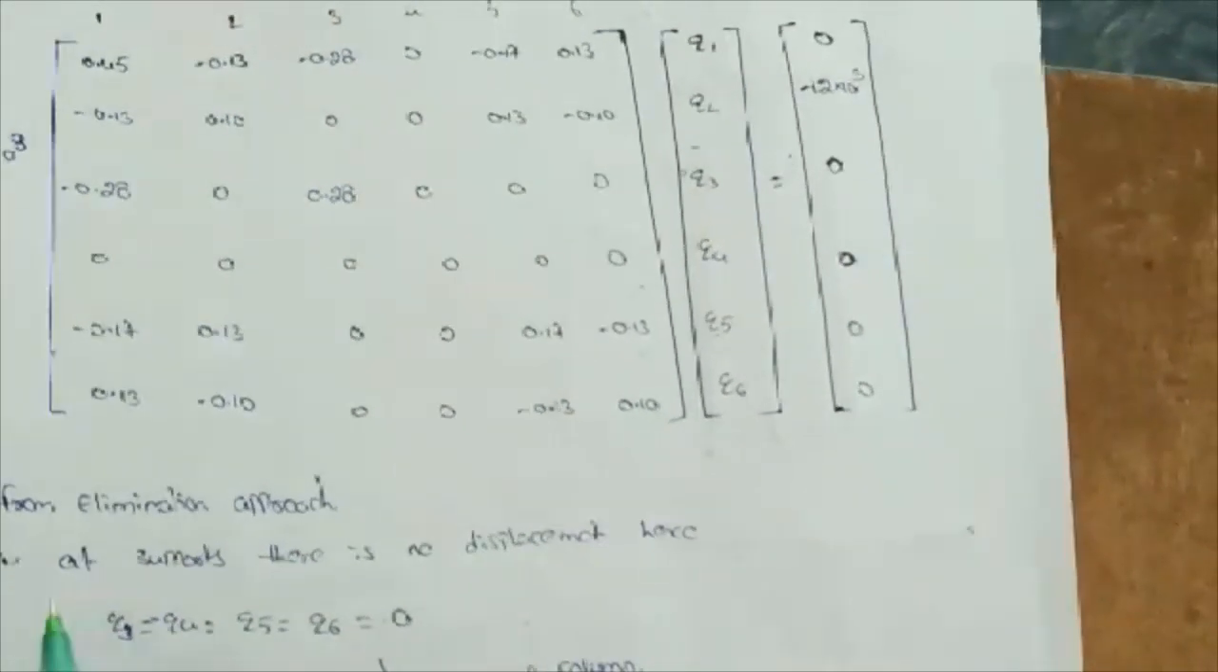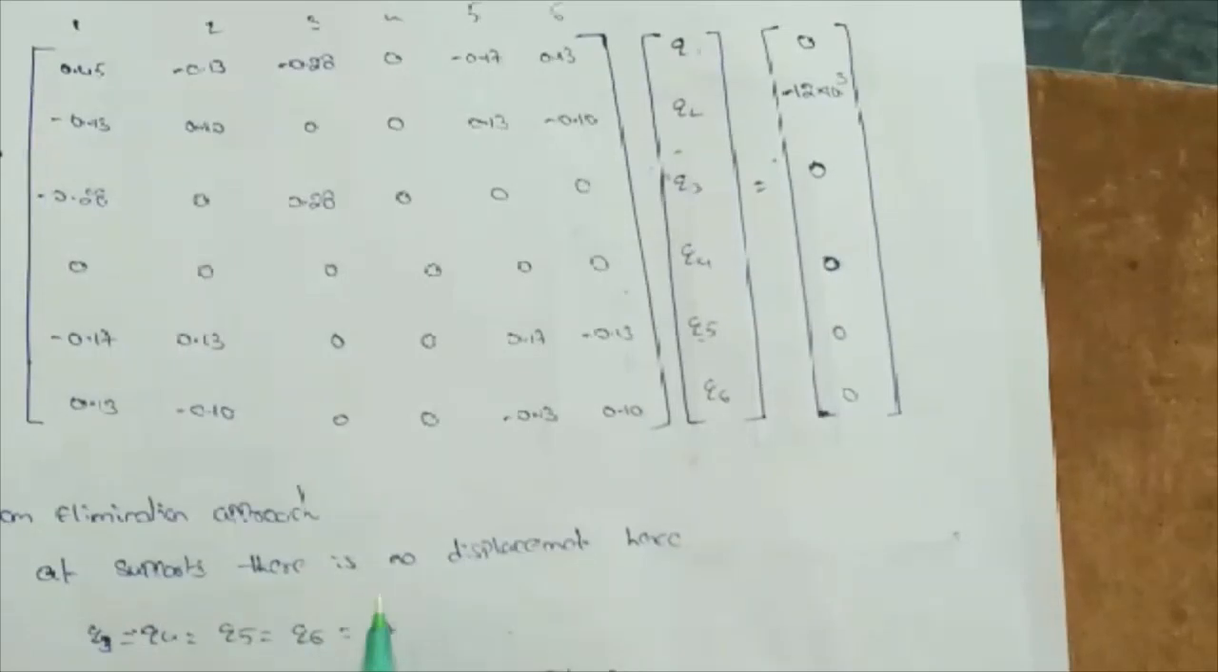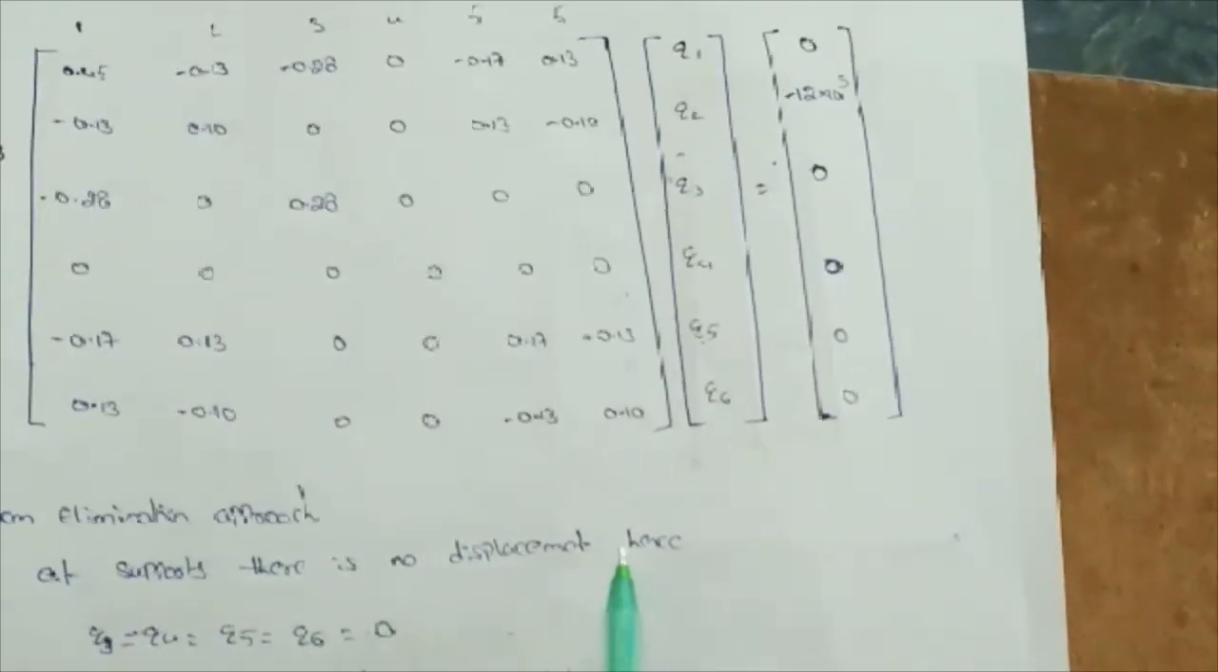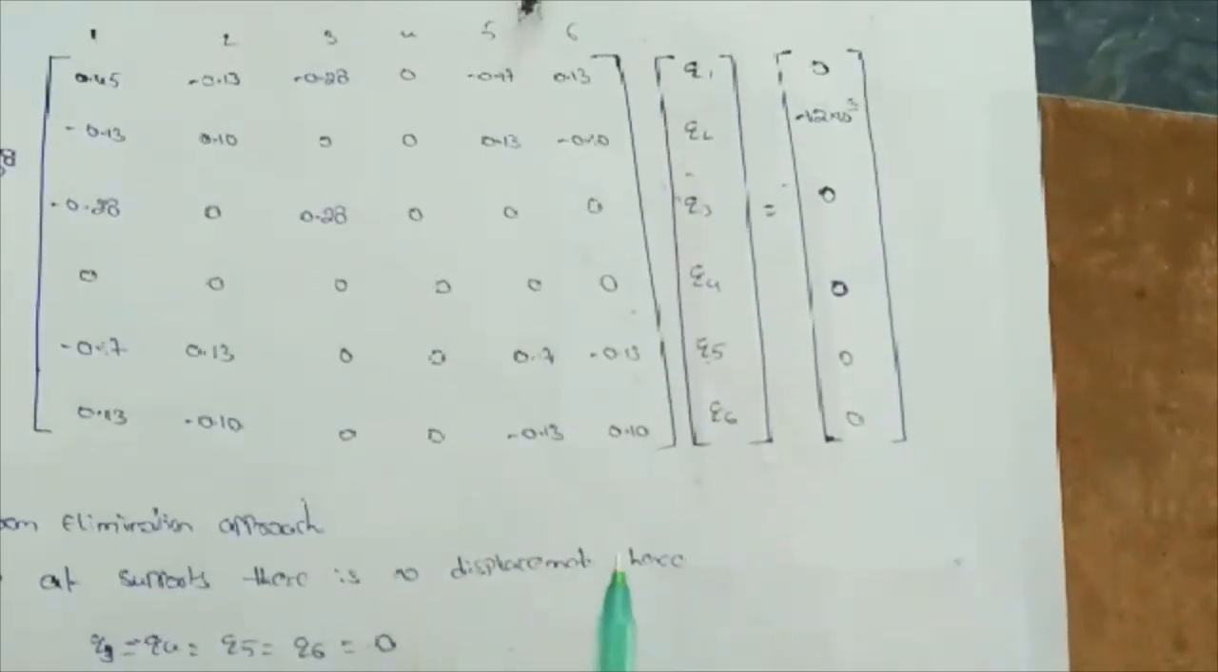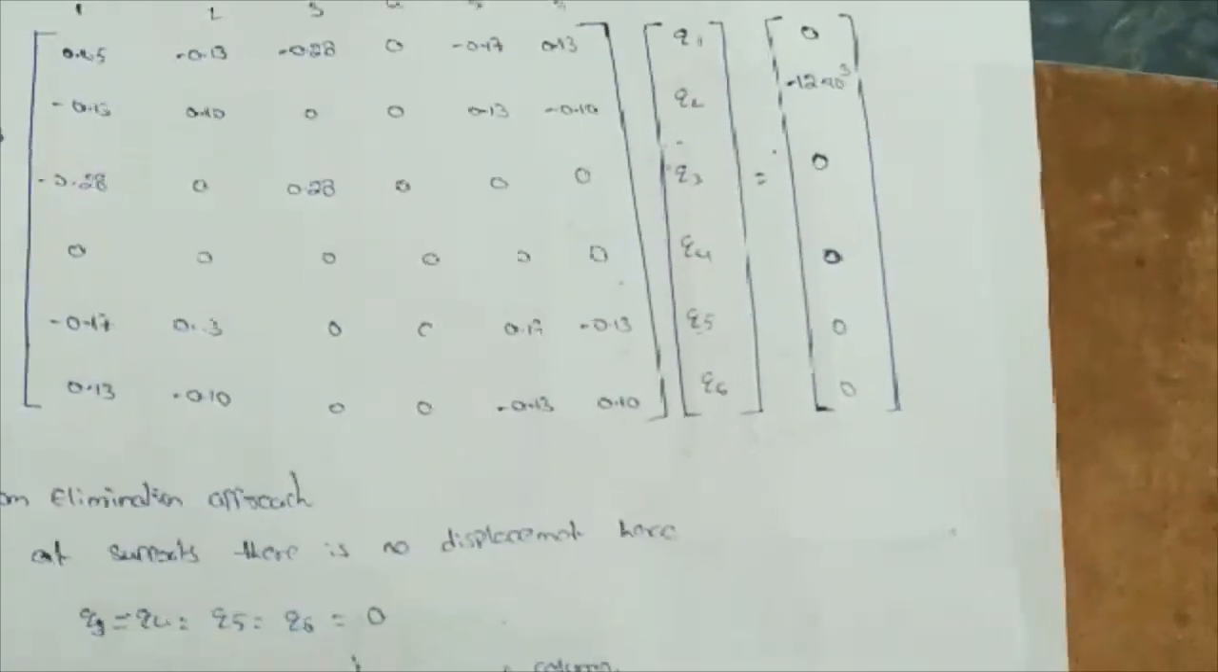Next, by using the elimination approach, first of all we have to suppose there is no displacement, so we have to observe where the supports are in the figure. In this figure the supports are at node 2 and node 3. At node 2 and node 3 the displacements Q3, Q4, Q5, Q6 are 0, so you have to keep all of them equal to 0.